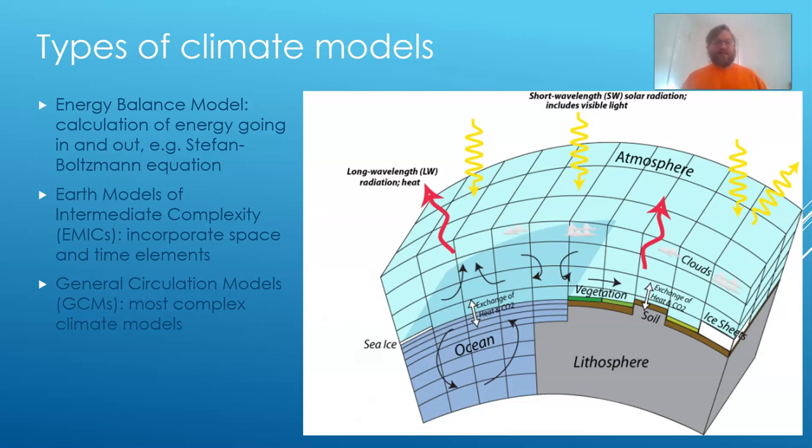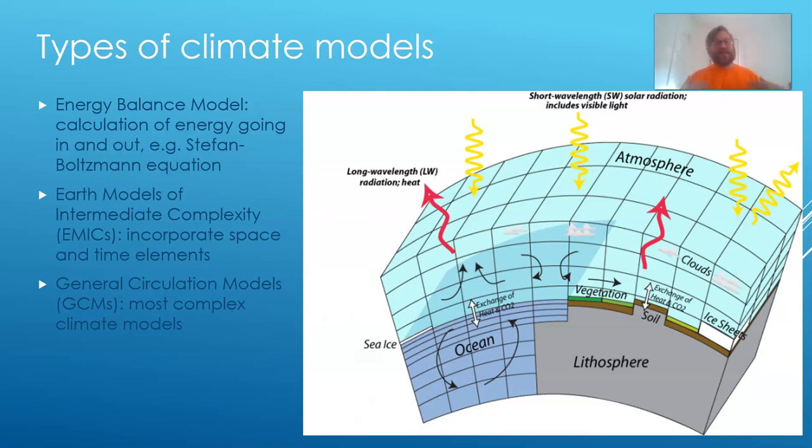And what these EMICs do is they incorporate space and time. So if you think back to those energy balance models we've used, they've treated the Earth as a single thing, right? The Earth is a single unit with a single amount of energy coming in, going out, a single average global temperature. If we want to distinguish different parts of the Earth, if we want to be able to look at processes that are happening differently in different parts of the Earth, then we'd need to use an EMIC. We'd need a model that can incorporate the fact that we have different places around our Earth.